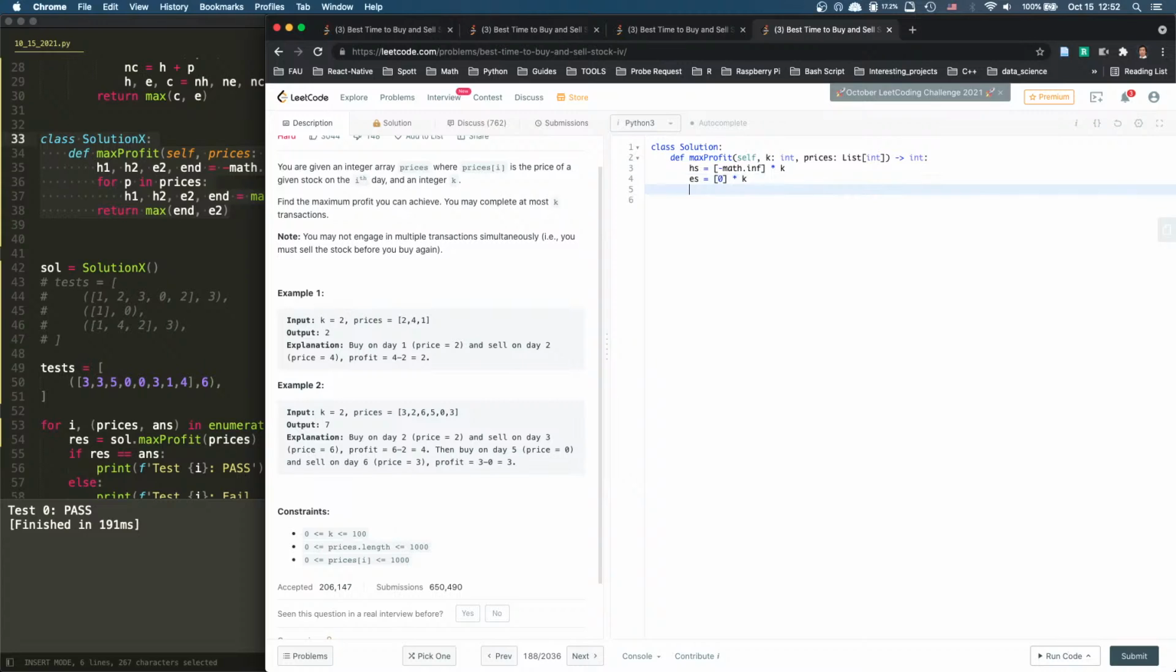Then we just loop for p in prices. HS0 is always going to be minus p, no question, because that's the first state when we enter. We always buy, we always try to buy at each price. Then for i in range 1 to K, the remaining K minus 1.